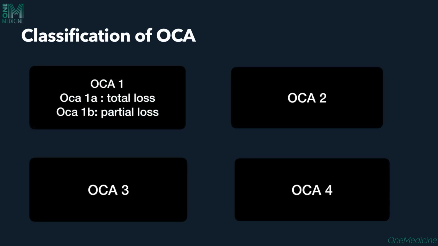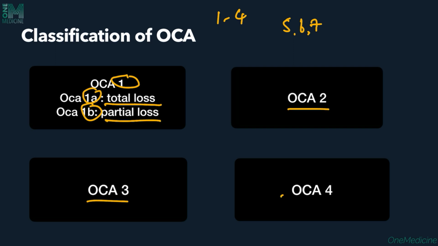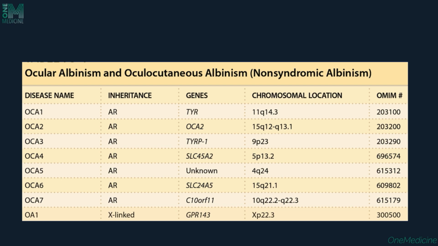Classification: 4 important types are types 1 to 4, and 5, 6, 7 have also been described here. Oculocutaneous albinism type 1 is 1A and 1B, wherein 1A is complete loss of pigmentation and 1B is partial loss of pigmentation. Types 2, 3 and 4 are basically present. You can see all of them are autosomal recessive except ocular albinism, which is X-linked recessive.